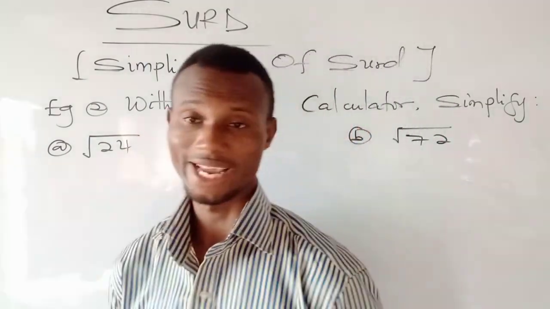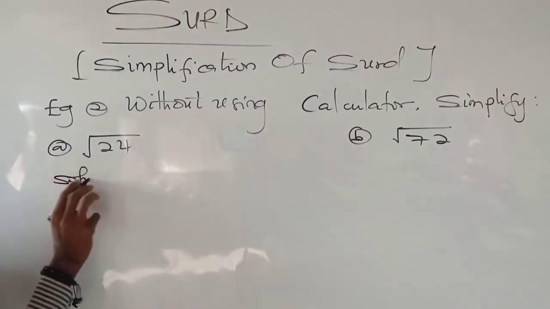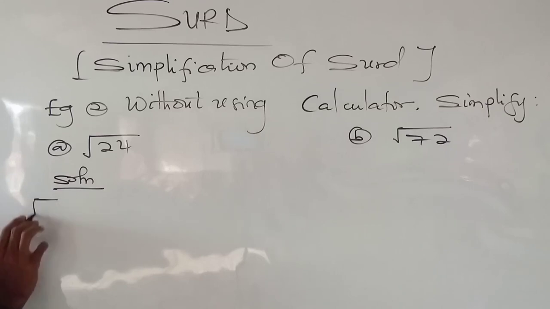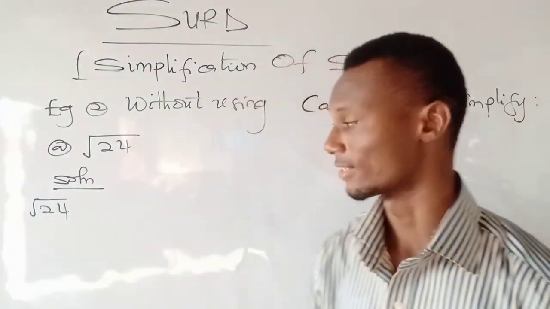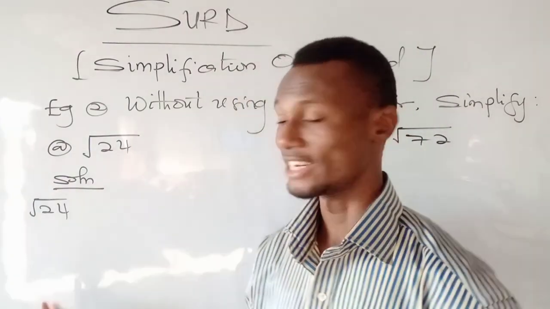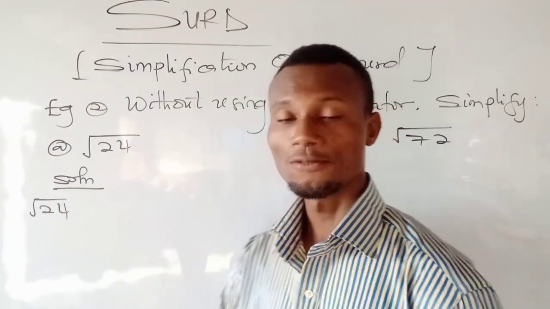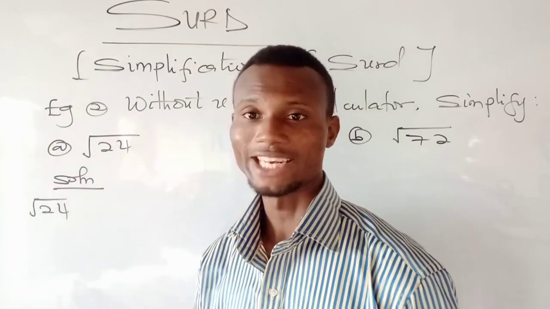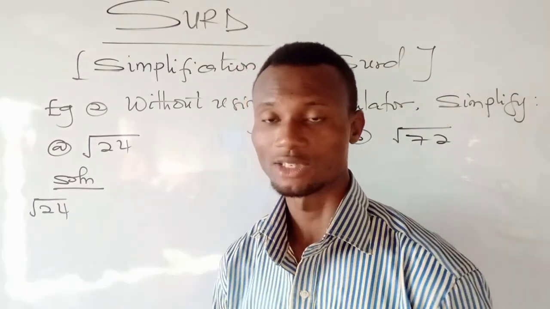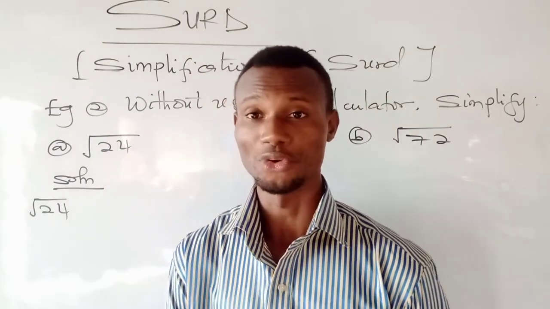So now let's start with A. Let me write my solution, and we do it together. I have square root of 24. In the first video I explained that for you to simplify this, you look for two numbers which can multiply to give you back the 24, but one of those two numbers needs to be a perfect square. I hope you remember.